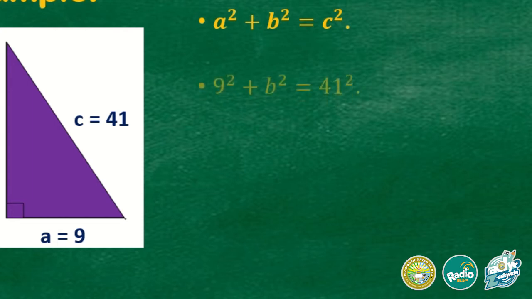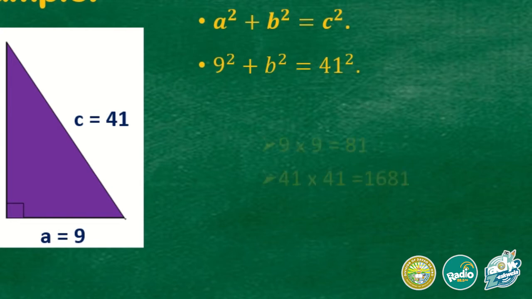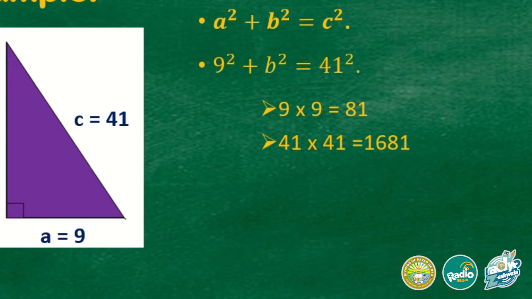And we will get 9 squared plus b squared equals 41 squared. Multiply 9 and 41 by itself. 9 times 9 is 81. And 41 times 41 is 1,681. The equation will become 81 plus b squared equals 1,681.